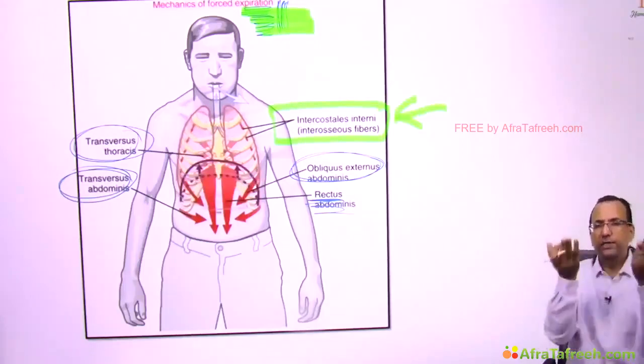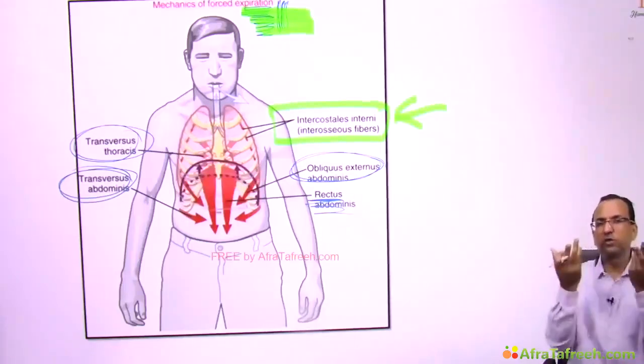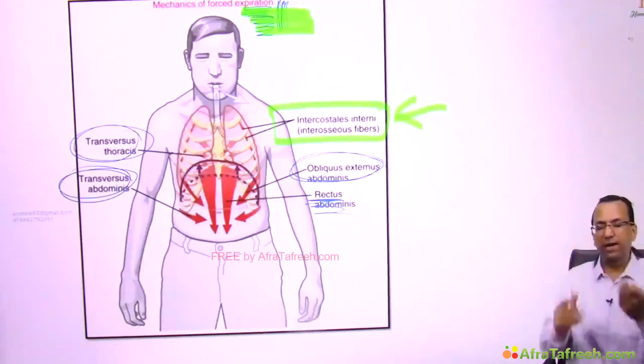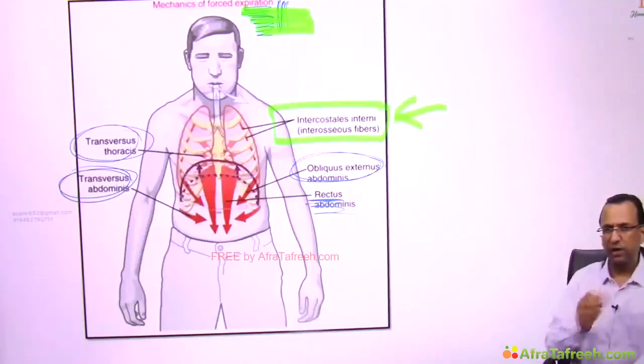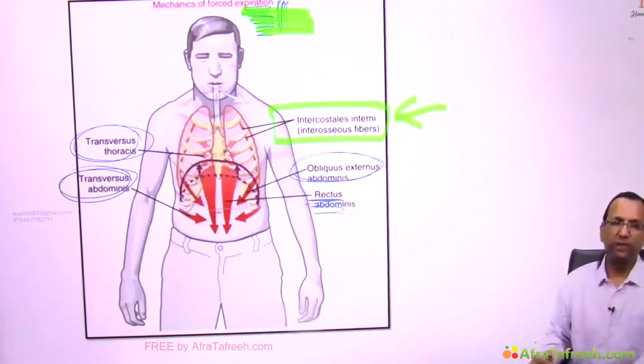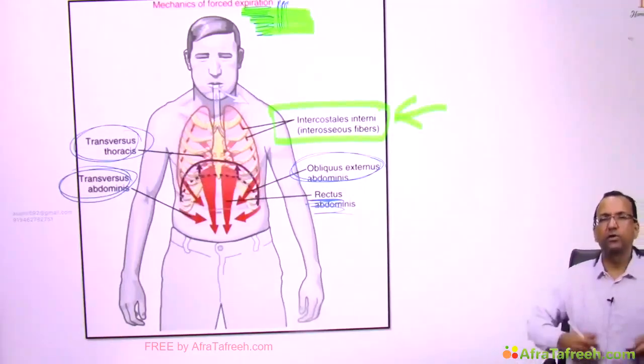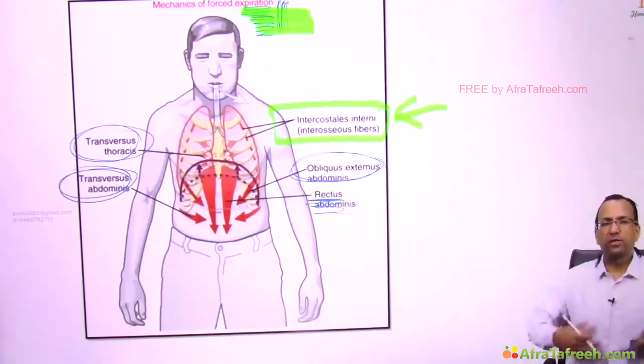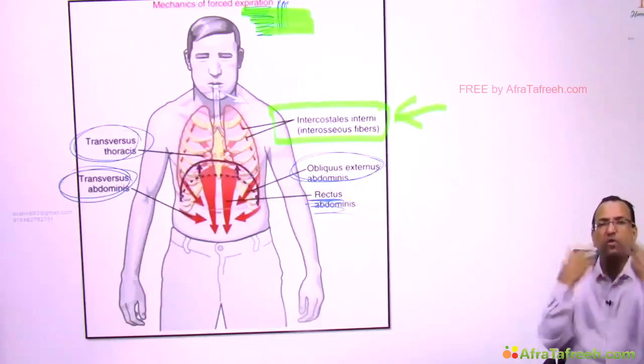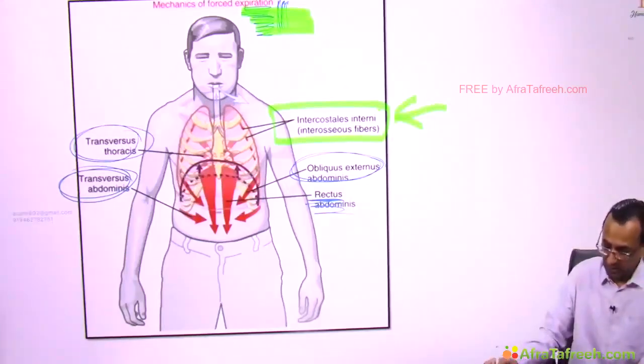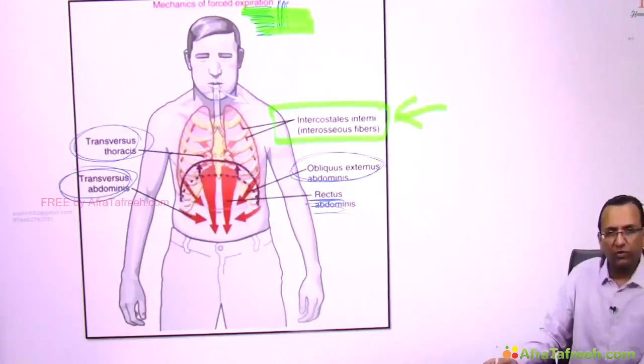Coughing, sneezing. Also, you know what is called the spasmodic contraction of the diaphragm? Hiccups. In hiccups also you have to contract the muscles of the abdomen and chest, and then air goes out. Hiccups, forceful expiration.